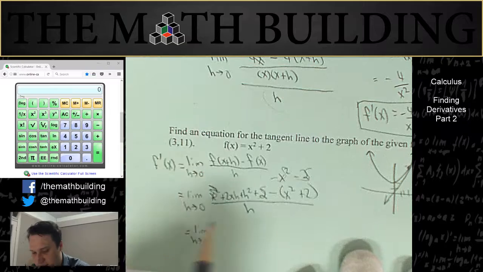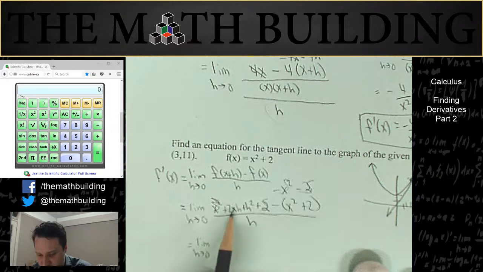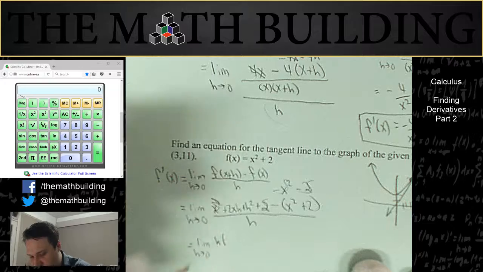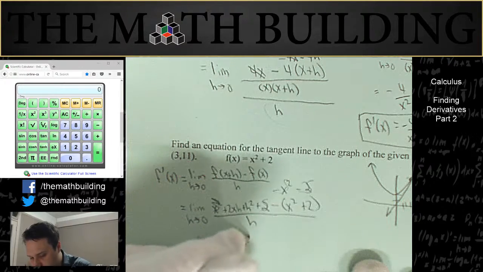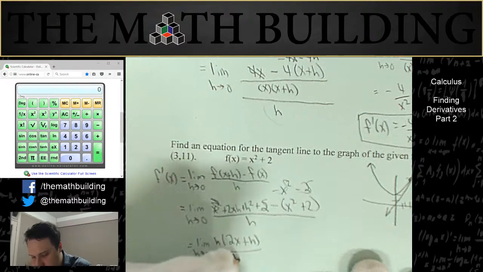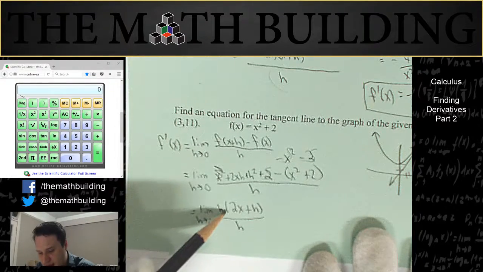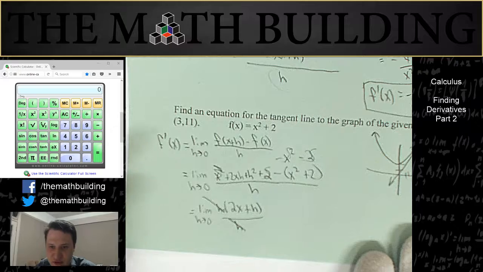So now, what do I have left? I have 2xh left, and I have h squared left. And that's all I have left. So I need to get rid of the h out of the denominator. So we'll factor h out of the top, like that. I just factored h out of those two terms. This cancels with this, and now it's great.